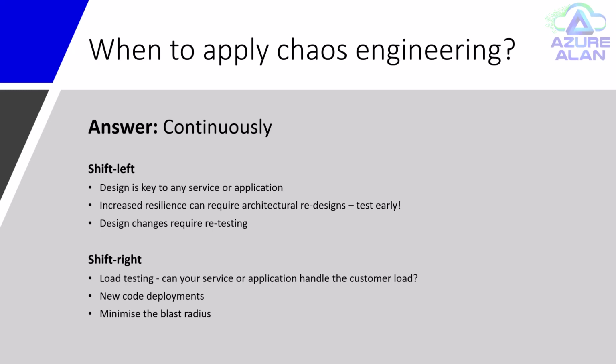Of course, any new code deployments that you might push out also need to be tested again. You want to make sure there's no breaking changes there, and you want to minimize the blast radius if there is a failure. So if a component does fail, you want to minimize the disruption that causes, and that again can be an important part of your design process.